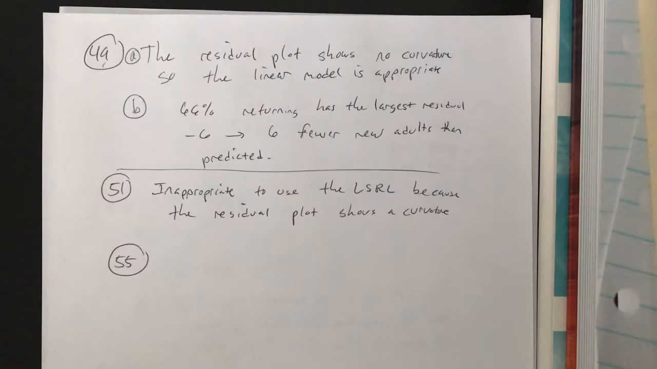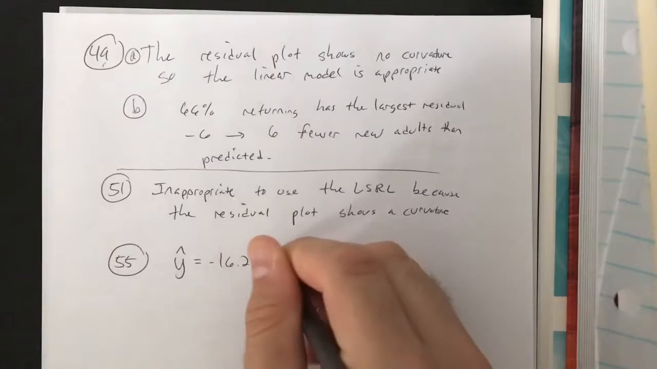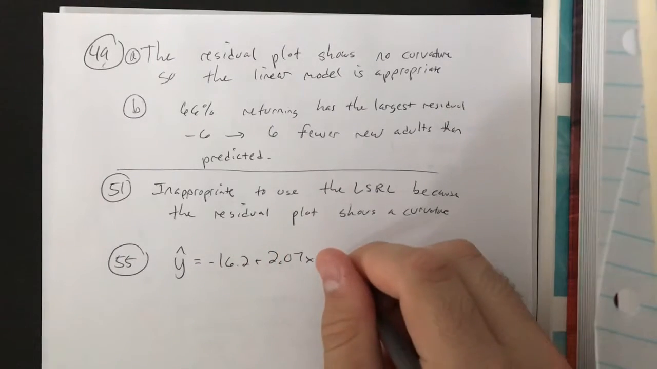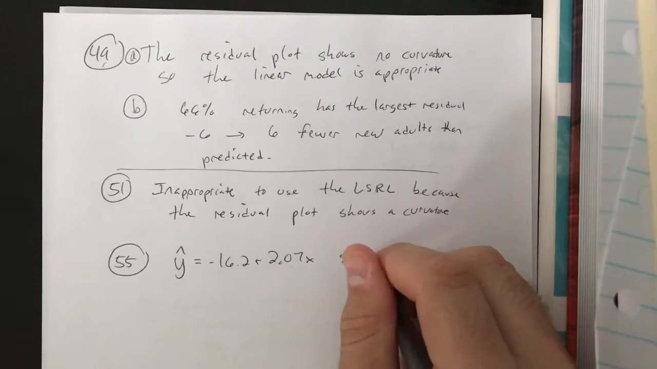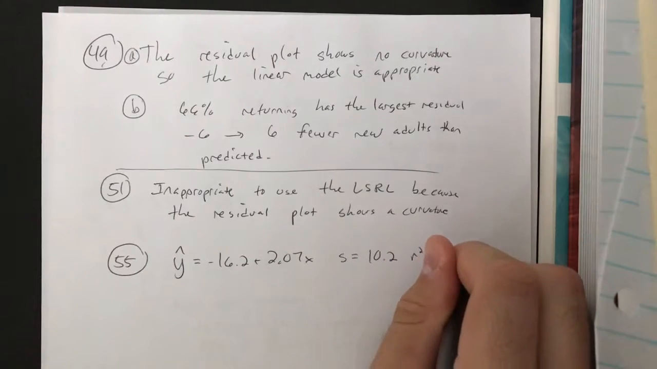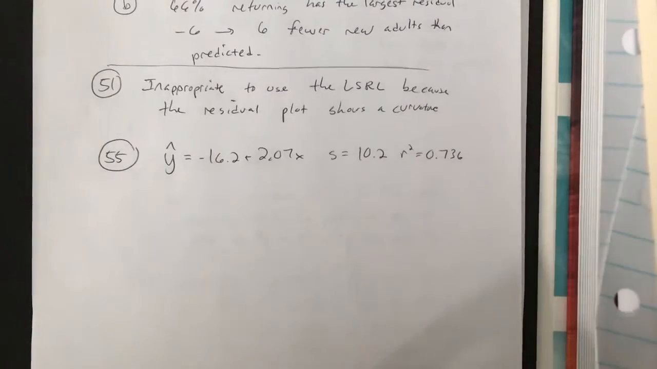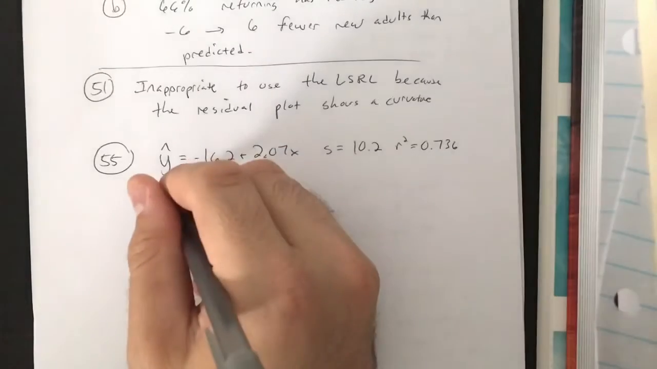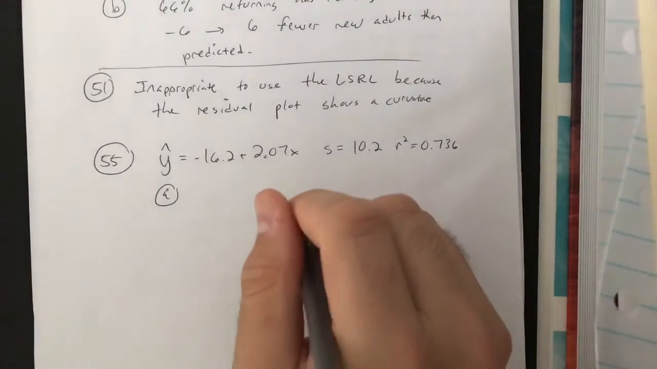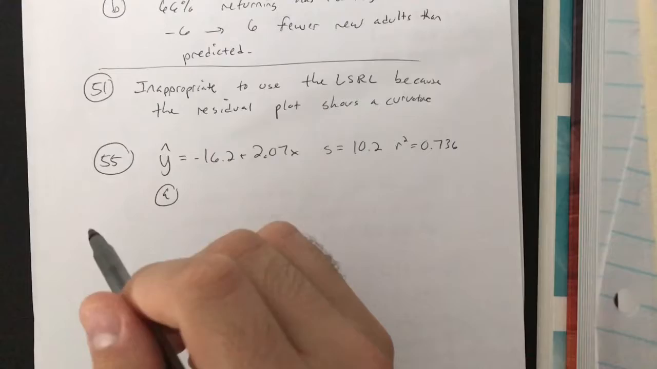The equation of the least squares regression line is y hat equals -16.2 plus 2.07x. And they also give us the standard deviation of the residuals, 10.2, and then r squared is 0.736. Okay. So part A says, calculate and interpret the residual for the gold medal winner Yuna Kim, who scored 78.5 in the short program and 150.06 in the free skate.